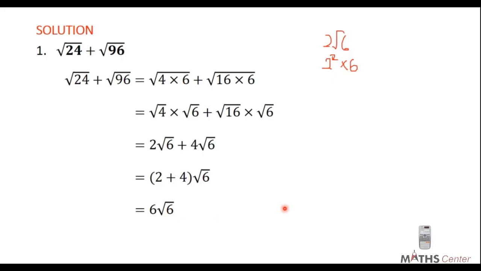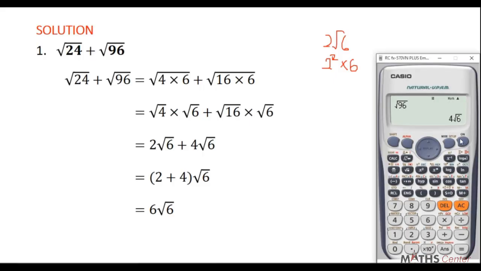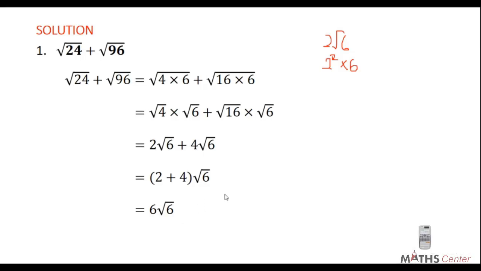Now, you can use your calculator to check if your answer is correct. All you need to do is to press square root of 24. Then you press this sign to remove the cursor from the square root sign. Then you press plus square root of 96 on your calculator. Then you press equal to, and your calculator is giving you 6 root 6 as we have here. Let's pick the next example.